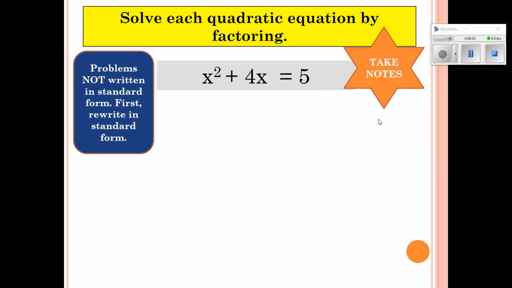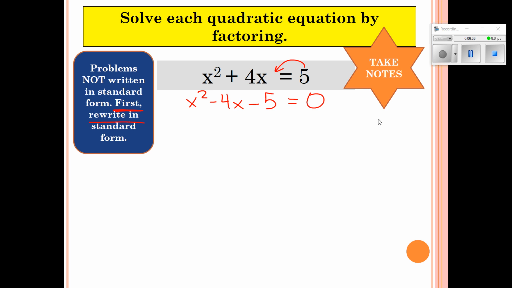Okay, if the equation is not written in standard form, first you have to rewrite it in standard form. In standard form, we have to have everything on the one side of the equation and the y over on the other side, which we're going to replace with 0 because we want y to equal 0. So I'm going to move 5 to the other side. When I move it to the other side, I have to subtract 5 from both sides, so it becomes a negative 5. We want y to be 0, so I set it equal to 0.